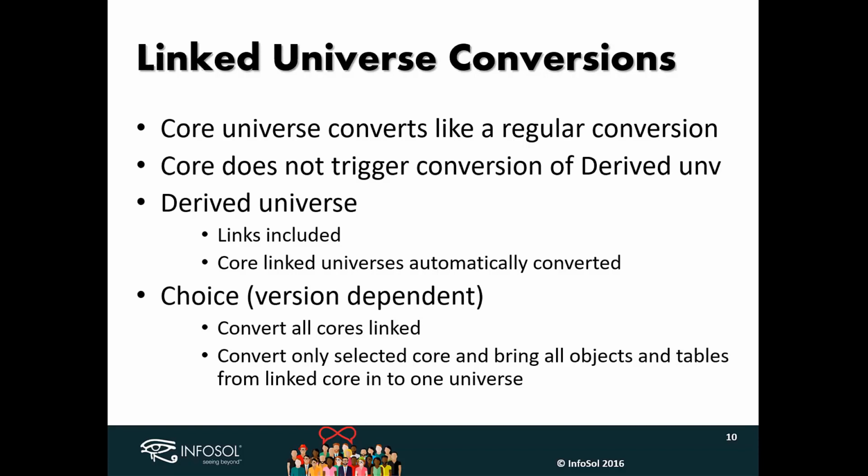Again, another version-dependent thing. You can choose whether you want to convert all core universes at the time of converting the derived universe, or whether you want to just convert a selected core and then bring in just the objects that you need, and they will be created in one universe. So again, definitely check for the version-relevant information and see what it's going to do for that version and whether that's the best option for your universe or not.